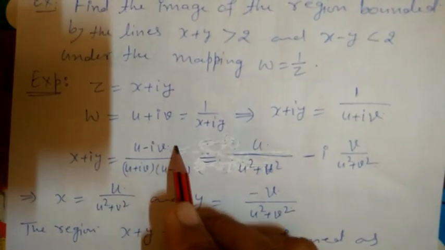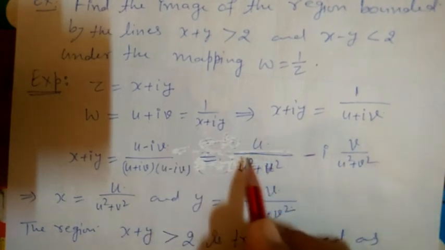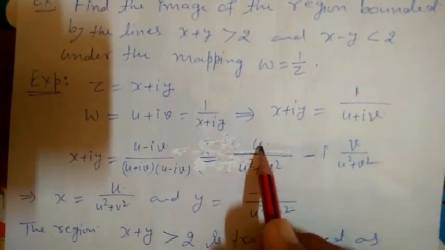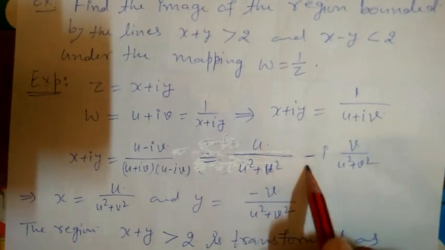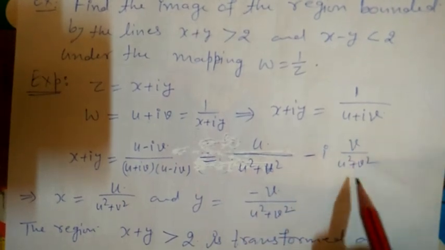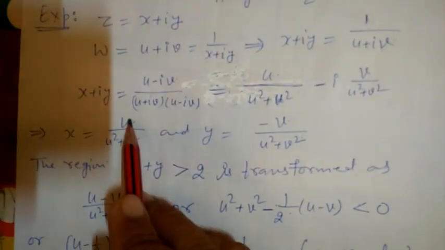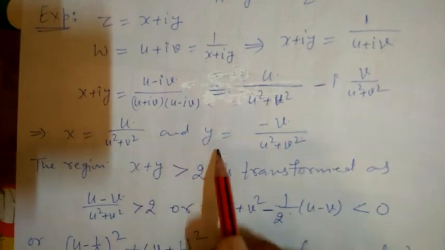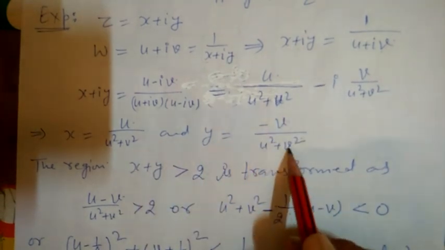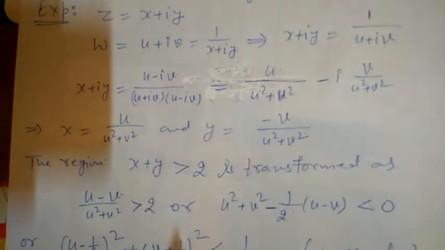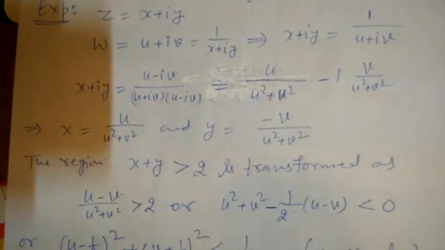So we obtain u minus iota v upon u square plus v square. To separate the real and imaginary parts, it will be u upon u square plus v square minus iota v upon u square plus v square. Comparing both sides' real and imaginary parts, we obtain x is equal to u upon u square plus v square, and y is equal to minus v upon u square plus v square.